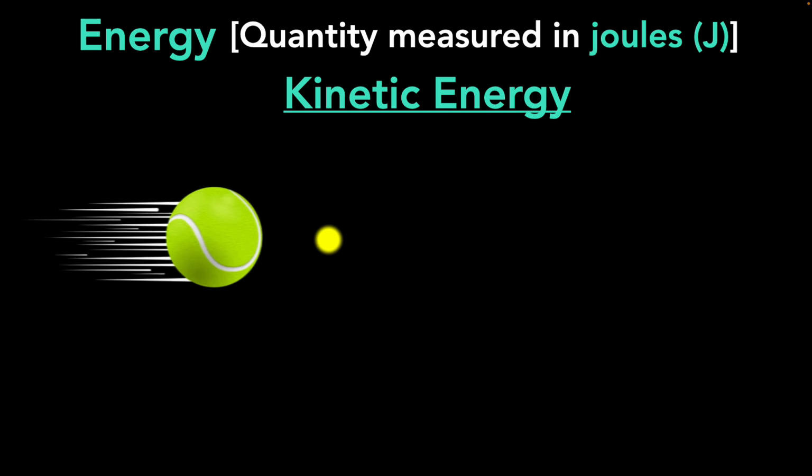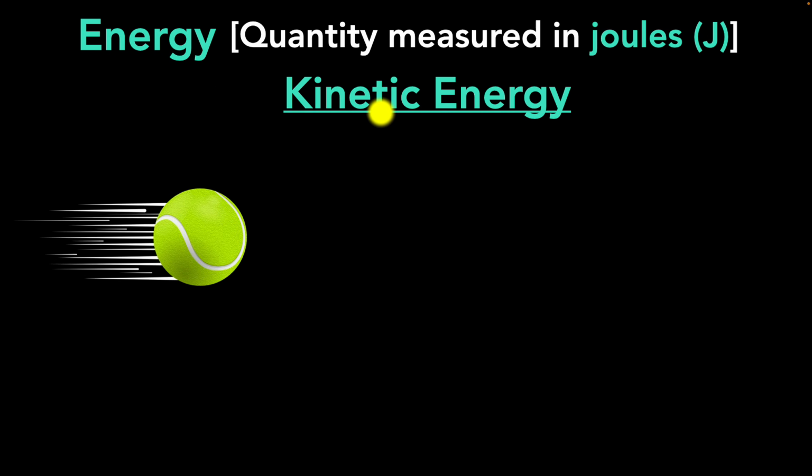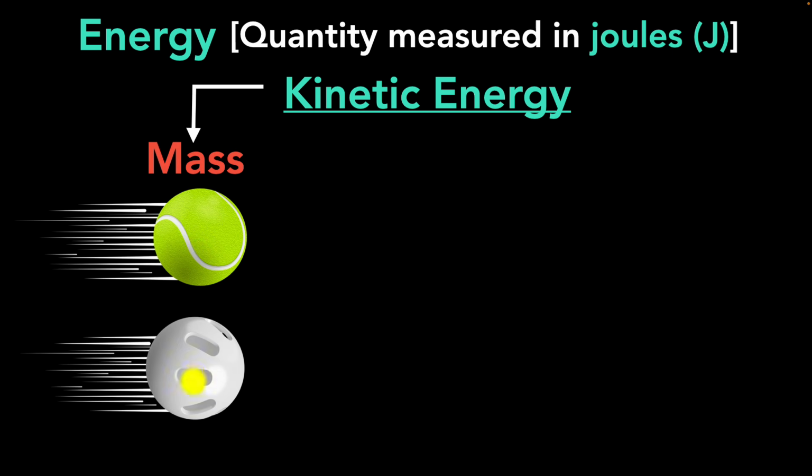Well, let's see. One factor that decides how much kinetic energy an object has is its mass. So if you compare the motion of a tennis ball with, say, that of a wiffle ball, let's say that both of them are moving at exactly the same speed, then guess what? Because the tennis ball has more mass, it will end up with more kinetic energy. So more mass, you tend to have more kinetic energy.